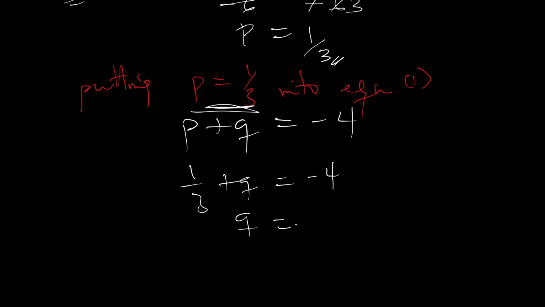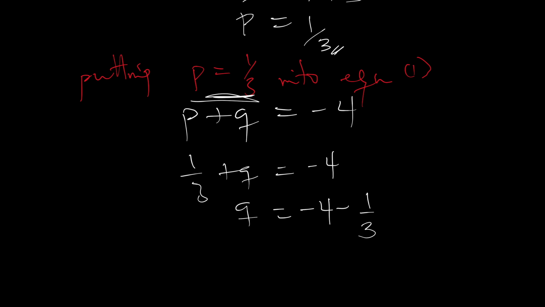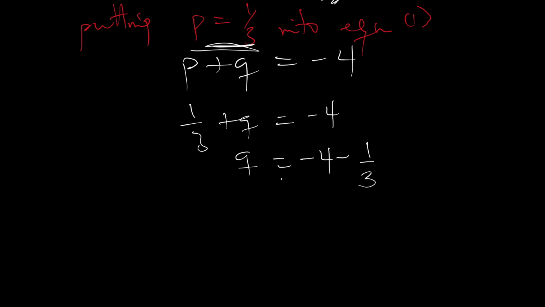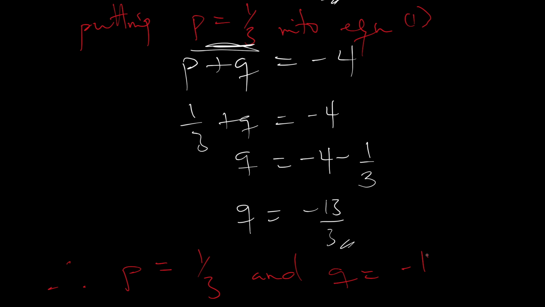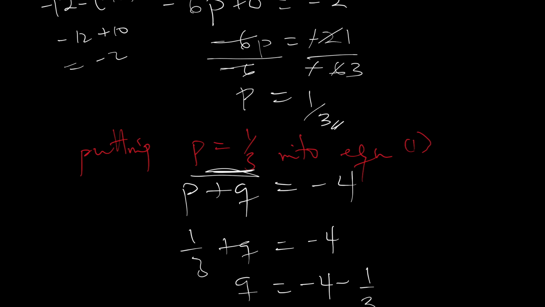So our q will be equal to minus 4 minus 1 over 3. Now minus 4 minus 1 over 3 will be equal to minus 13 over 3. So therefore, p will be equal to 1 over 3 and q will be equal to minus 13 over 3. So this brings us to the end of question 13a. Now we'll be moving on to question 13b.